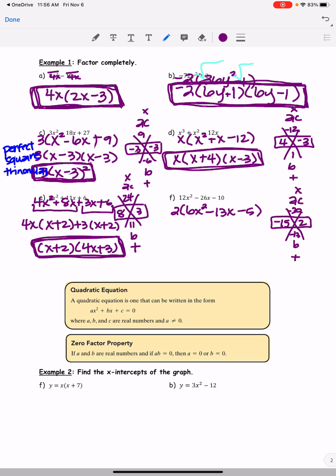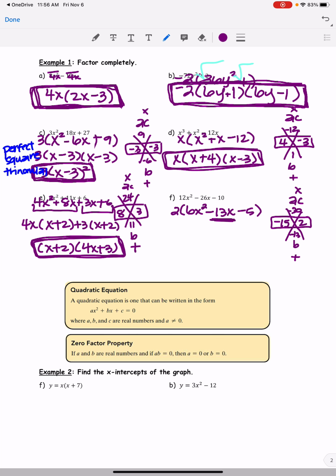So now negative 15 times 2 gives me negative 30. And when I add them together, I get the negative 13. And again, be careful with the signs. 15 and negative 2 still multiply to negative 30, but that's going to add up to a positive 13, and I need a negative. So I'm going to forget my 2 for a second, but I do need to remember to bring it down. I'm going to leave that 2 alone.